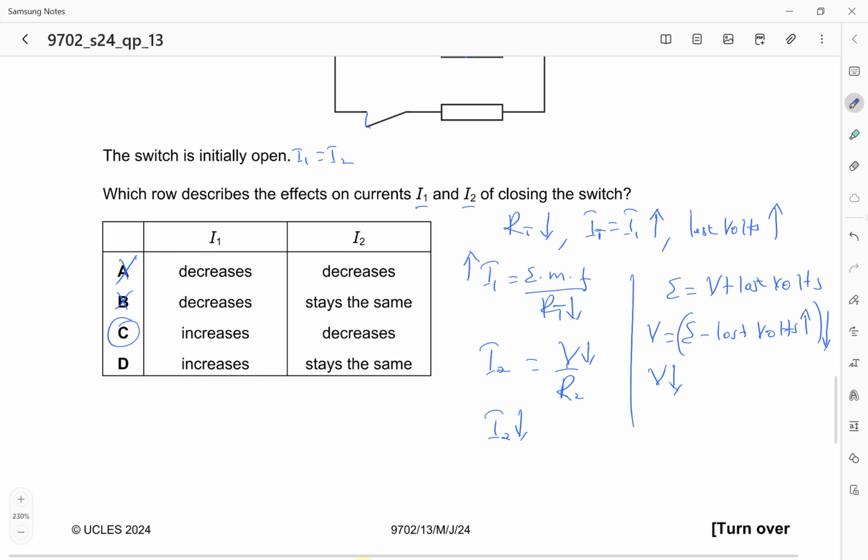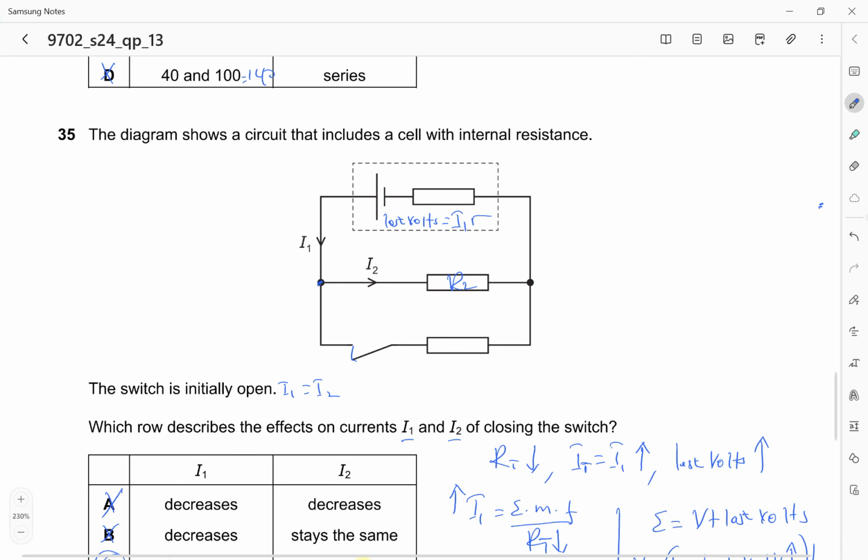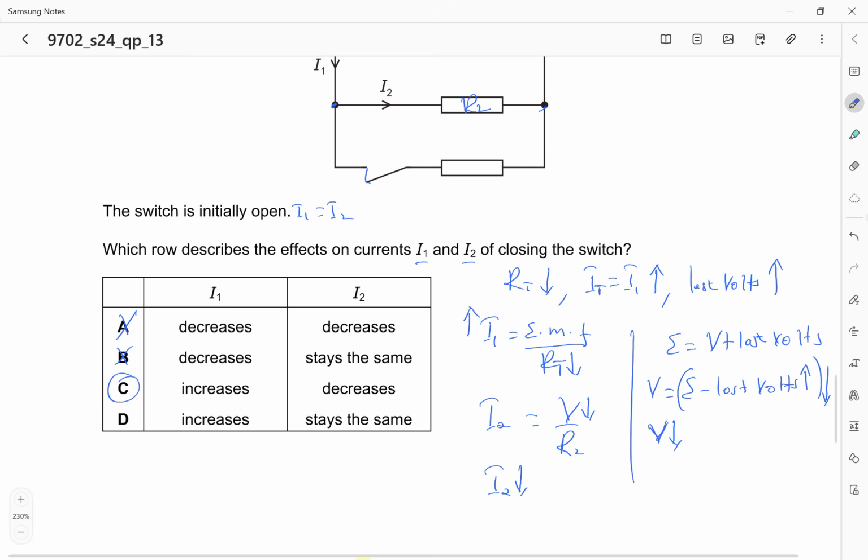If the terminal PD, or the PD across this parallel circuit, has decreased, and the current I2 is equal to the terminal PD divided by the resistance, if the terminal PD has become smaller, so I2 has decreased. So the answer is C.